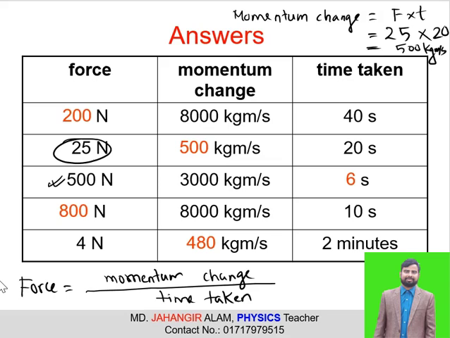And the third one, here force and momentum change are given. We have to find out the time taken. So time taken equals momentum change divided by force. Here momentum change is 3000 divided by force 500. So the answer will be 6 seconds.